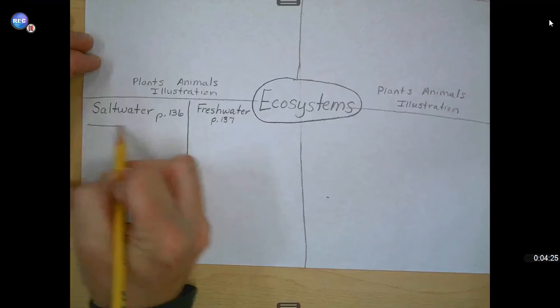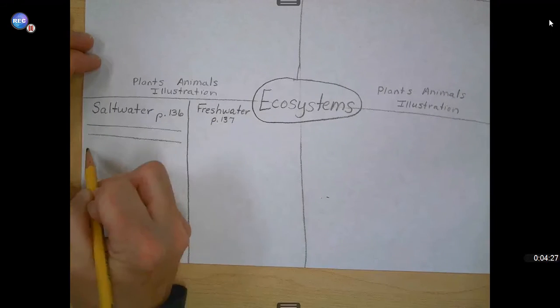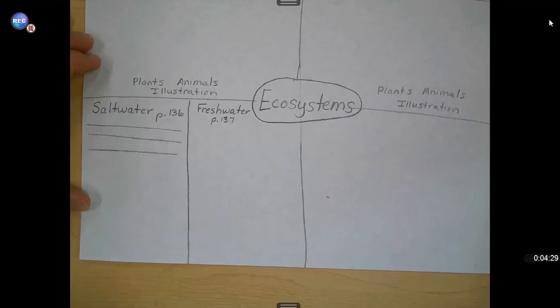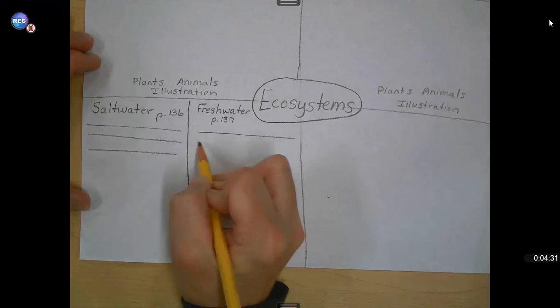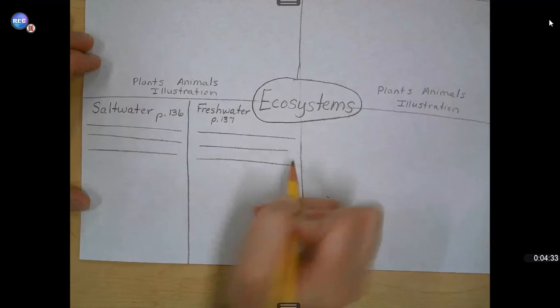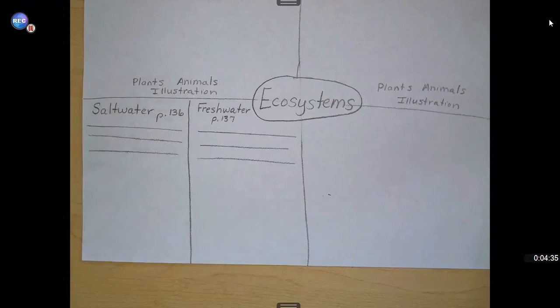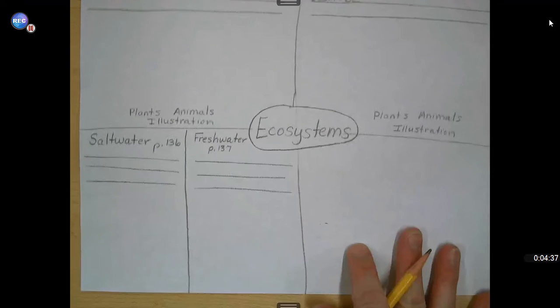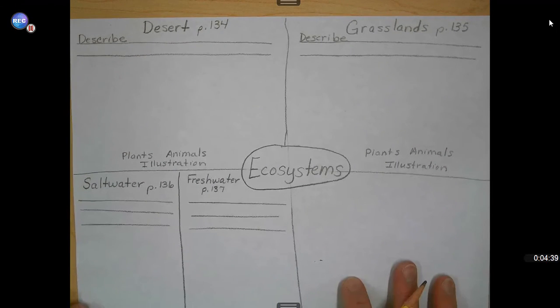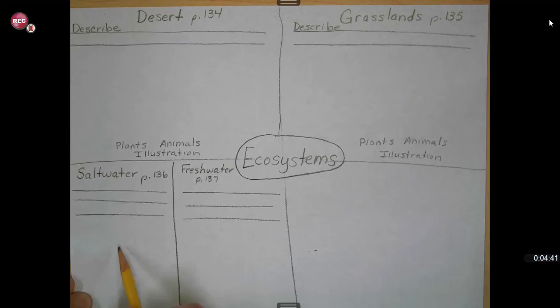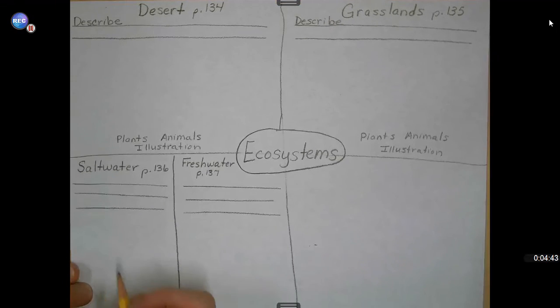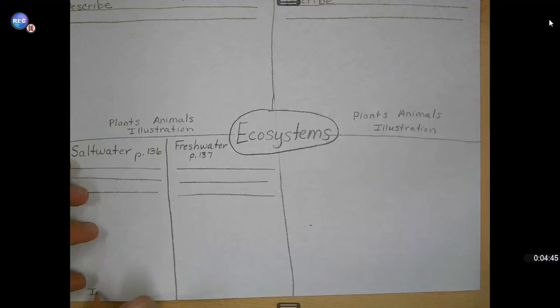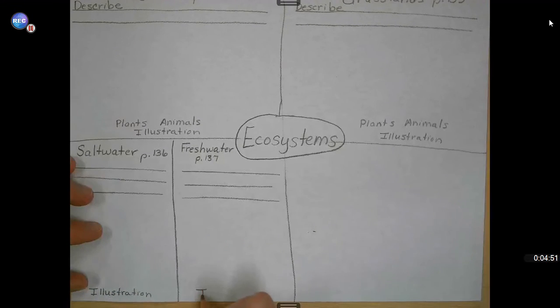Then I'm going to draw some more lines so that I can describe my ecosystem for both saltwater and then the freshwater. Tell me what the difference is between those 2 ecosystems and give me some information about plants and animals that live there. And then down here, you're going to do your drawing. So again, another illustration on plants and animals that live in these ecosystems.